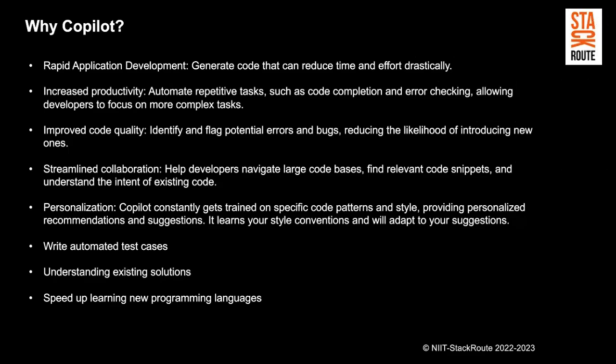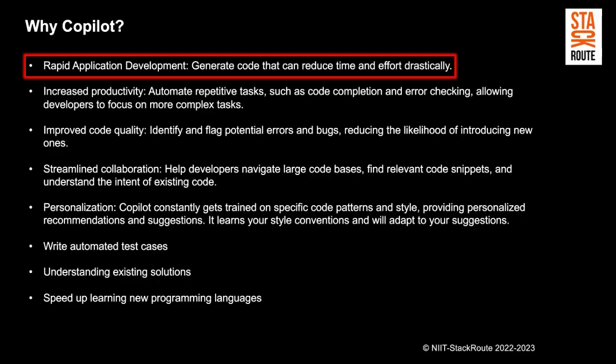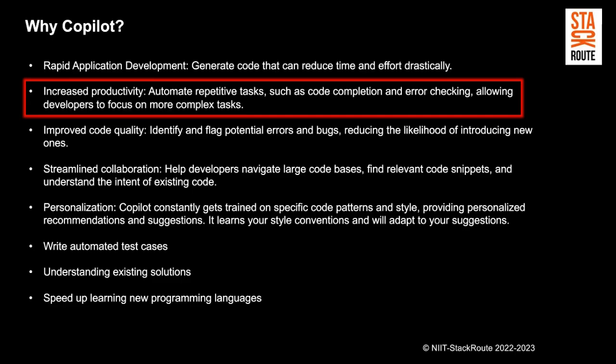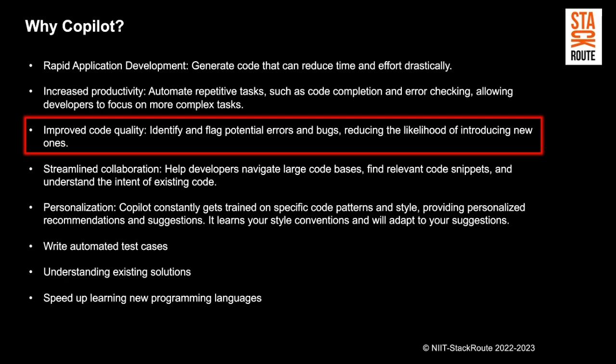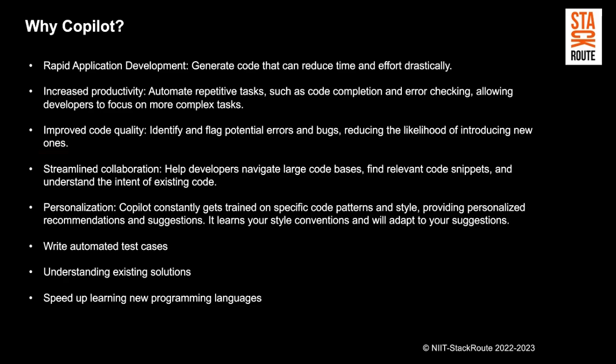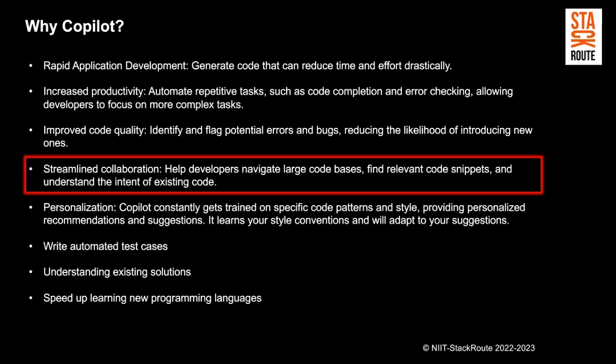And now coming to why Copilot. There are plenty of reasons to choose Copilot. Some of them are listed here. The first one is rapid application development. You can generate code which can reduce time and effort drastically, as we have already seen in our demos. It has increased productivity. It automates the repetitive tasks such as code completion and error checking, allowing the developers to focus on more complex tasks rather than the trivial ones. It improves the code quality, identifying and flagging potential errors and bugs. It has streamlined the collaboration, helping developers navigate the large code bases, find the relevant code snippets, and understand the intent of existing code.